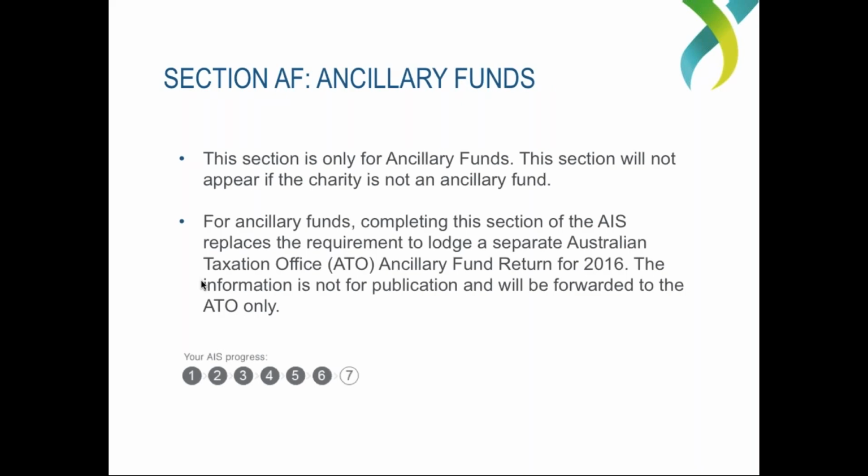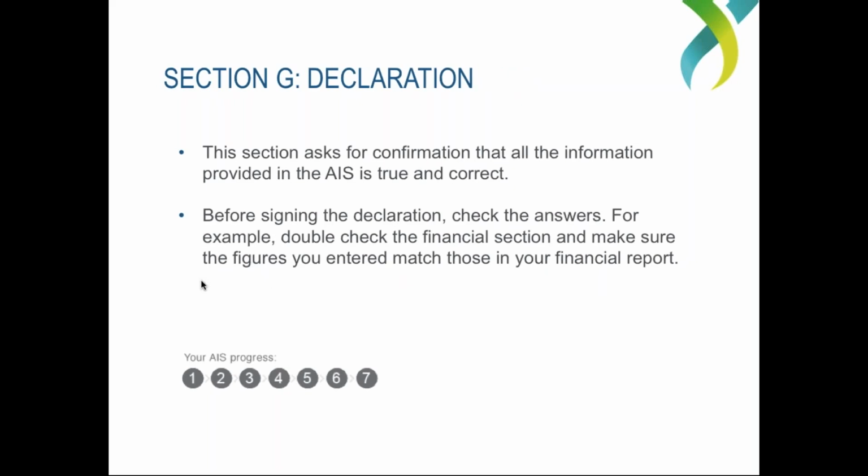So Section AF is a new section just introduced in the 2016 Annual Information Statement. It's only for ancillary funds though, so it probably won't apply to many of you out there. And if that's the case, this section won't actually appear for you when you complete your Annual Information Statement. But just to go over it briefly, this section is only for ancillary funds, and completing this section of the AIS replaces the requirement to lodge a separate ATO Ancillary Fund Return for 2016. So the information in this particular section is not for publication and will simply be forwarded on to the ATO, and that's just part of our efforts to streamline reporting.